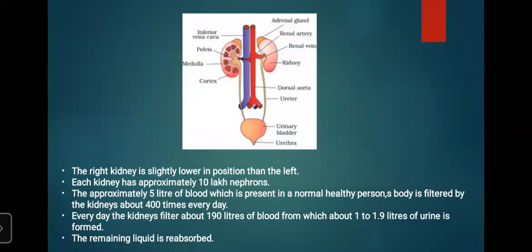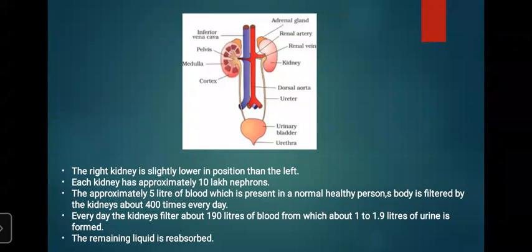Approximately 5 liters of blood, which is present in a normal healthy person's body, is filtered by the kidneys about 400 times every day. Thus, every day the kidneys filter about 190 liters of blood, from which about 1 to 1.9 liters of urine is formed, and the remaining liquid is reabsorbed.